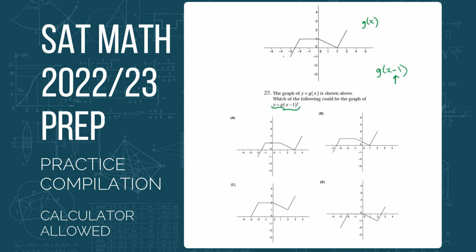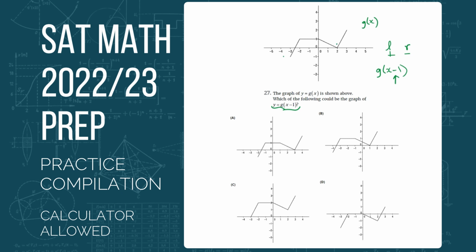When a number is added to the value of x or subtracted from the value of x, it shows as a horizontal shift in the graph. So you should know this: when you add, you move to the left, and when you subtract, we move to the right. All right, so here there's a subtraction. That means the graph has shifted one space to the right.